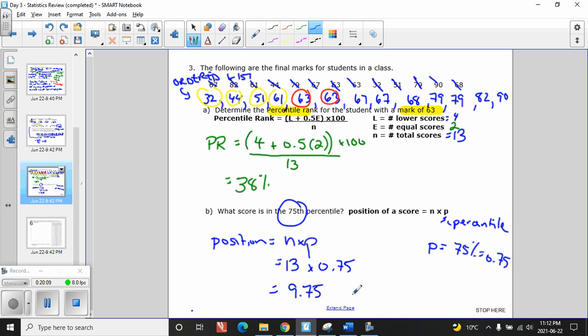I'm going to round up to approximately 10. And now I can look and find the 10th score in the list. So 1, 2, 3, 4, 5, 6, 7, 8, 9, 10. And the 10th score is a mark of 79%.